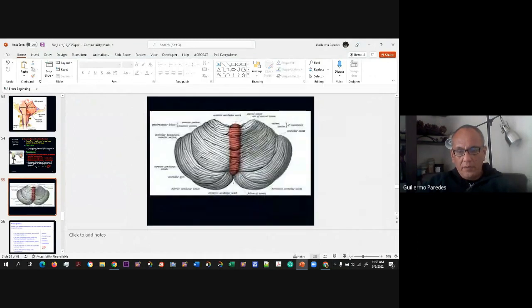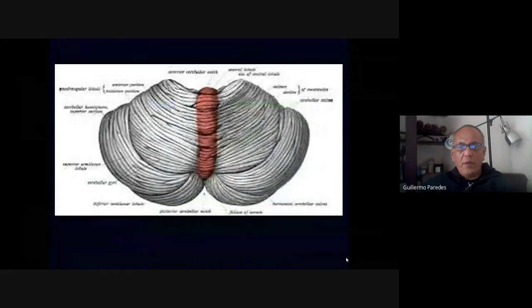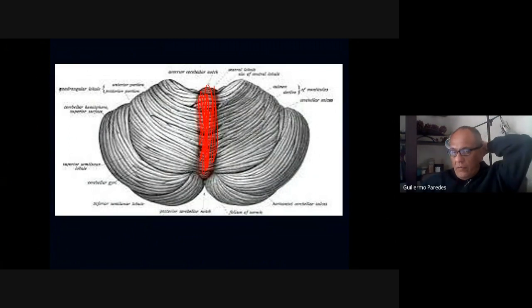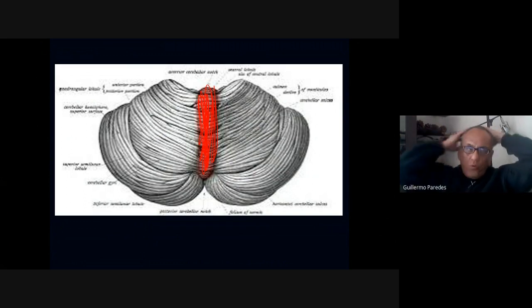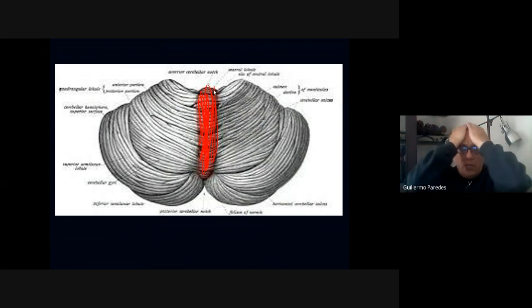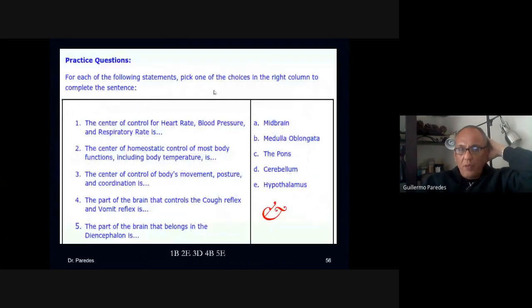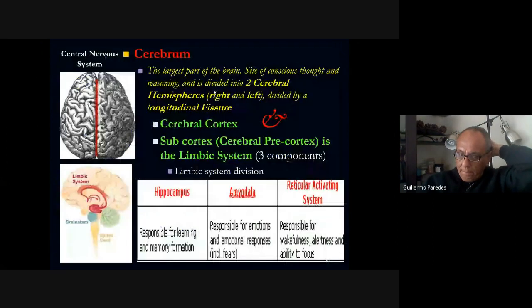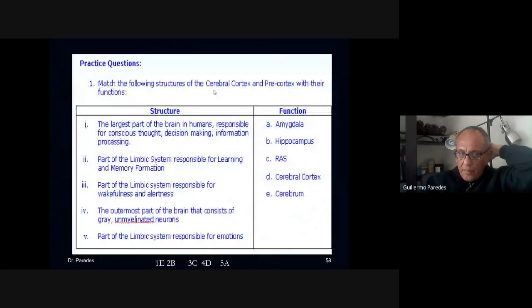This is the vermis. Where is the vermis? The vermis is this area, all this. So that is the connection between the left and the right cerebellum. Okay? What is the function of the cerebellum? It is to coordinate. Balance, equilibrium, and coordination are going to be the functions of the cerebellum. You okay with that? Yes. Okay.